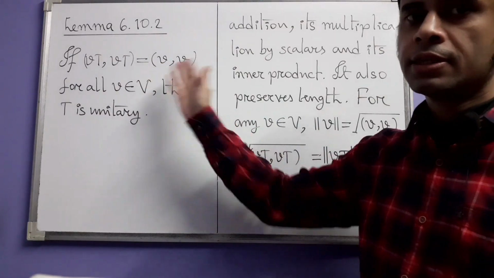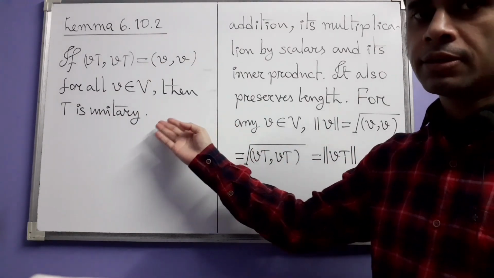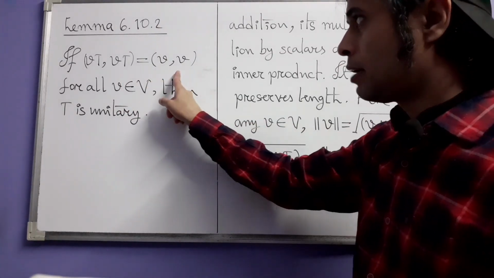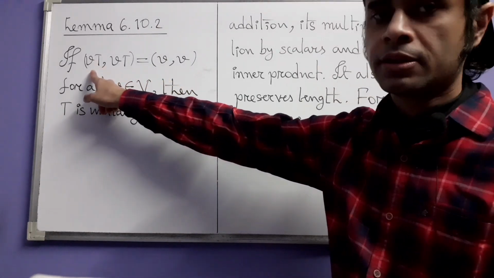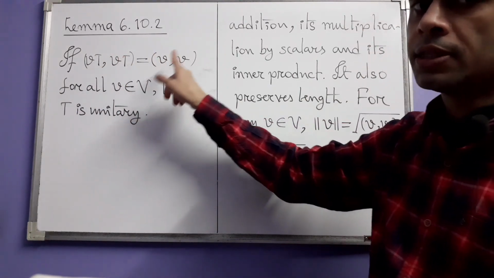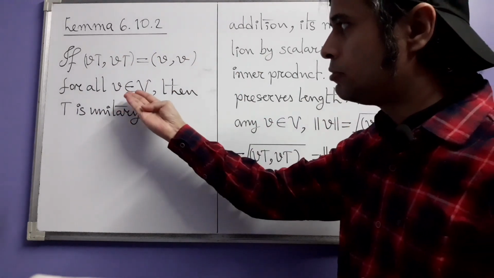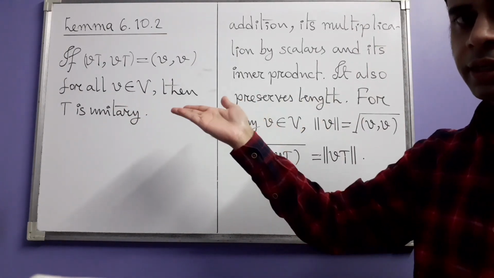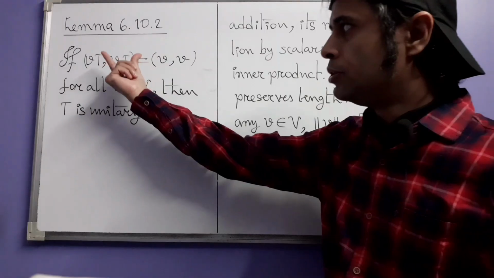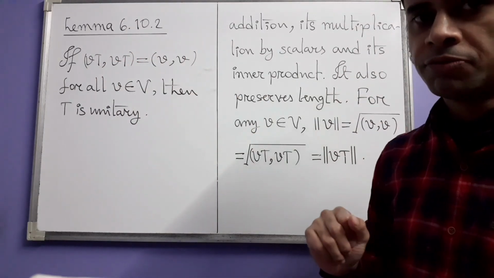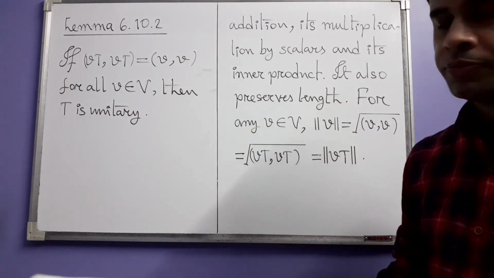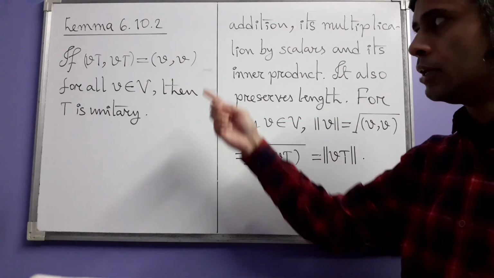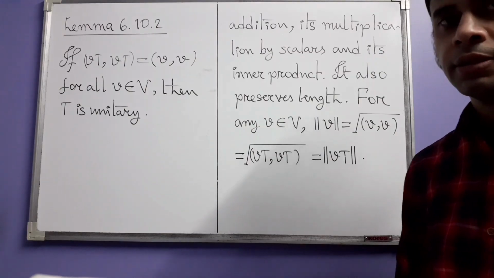Next we have lemma 6.10.2, which gives us a sufficient condition for unitarity of an operator. If the inner product of Vt with itself equals the inner product of V with itself for any vector V in V, then also T is unitary. You recall the definition that we saw just now. If ut, vt is equal to u, v, then T is called unitary. So this is requiring less, but even then, if this is true, then T will be unitary. Let's prove it now.